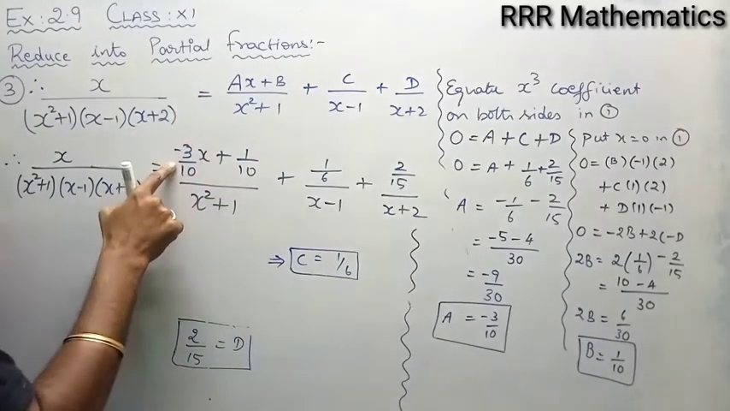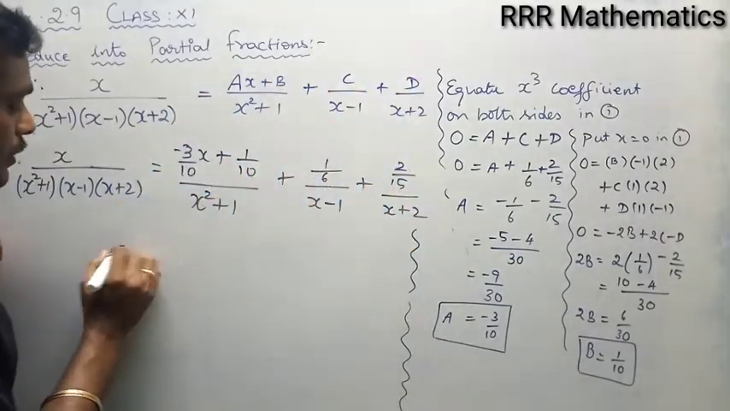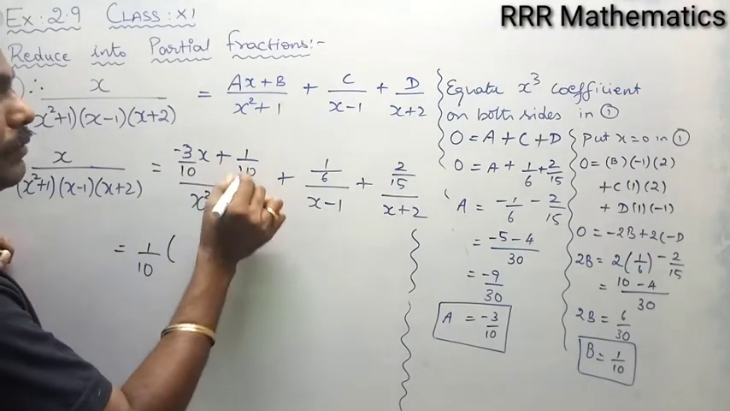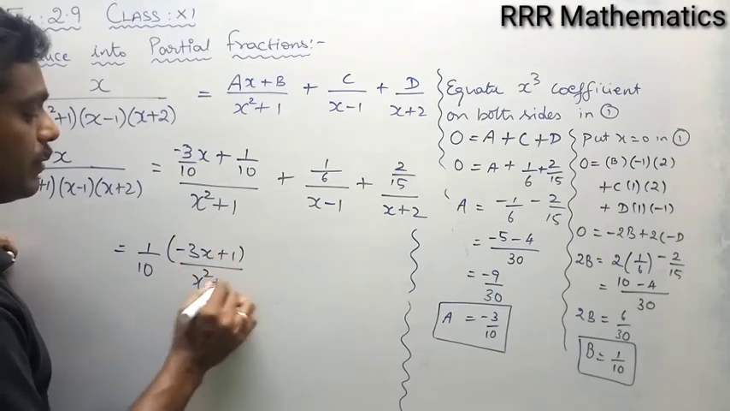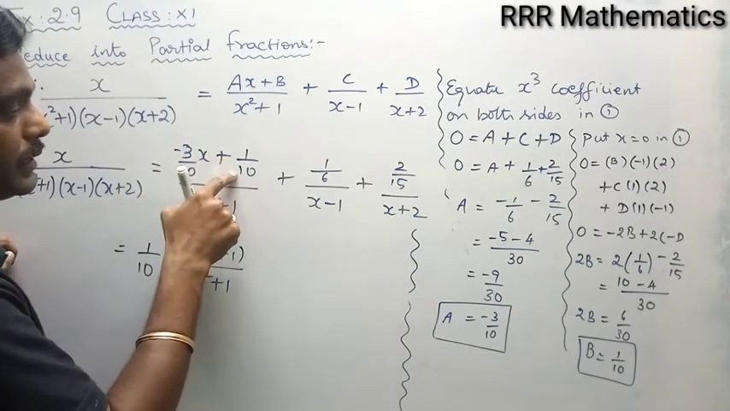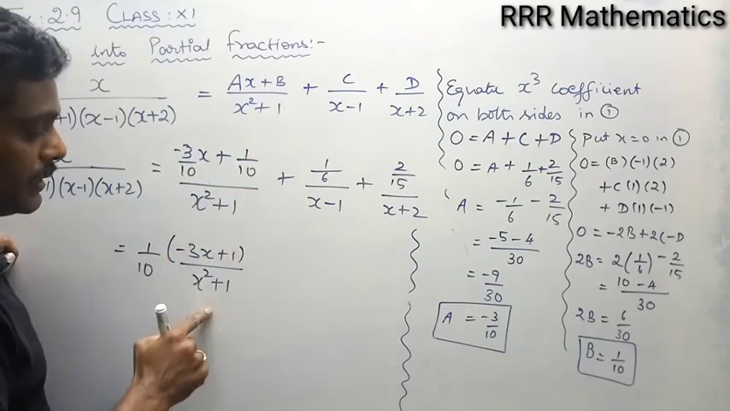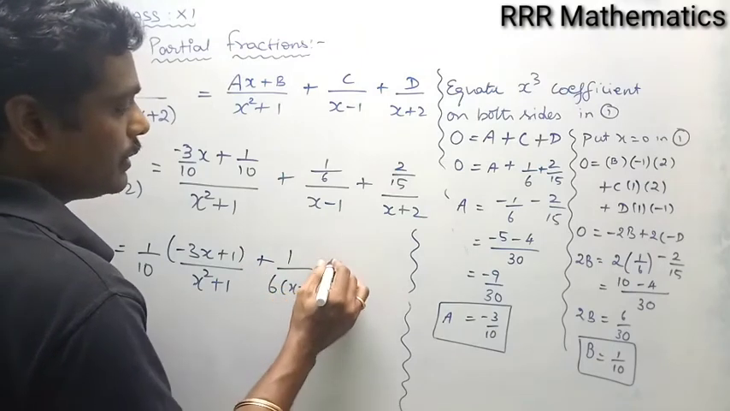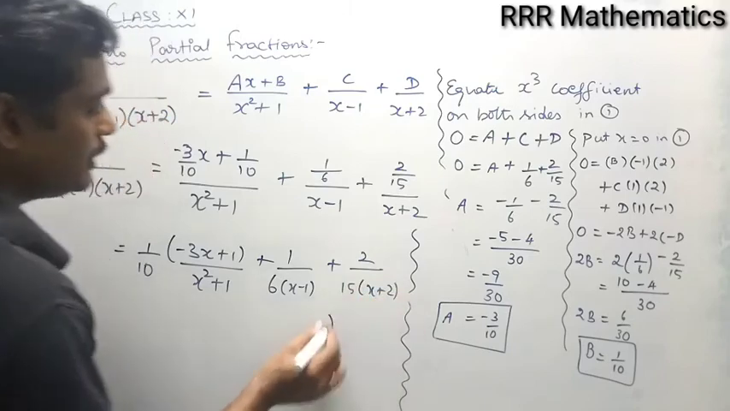I replace my a here, b here, c here, d here. Now I can take 1 by 10 as common. When you take 1 by 10 as common from the numerator, it will be minus 3x plus 1 divided by x square plus 1. Here 1 by 6 times x minus 1. Here 2 by 15 times x plus 2, which is the required solution.